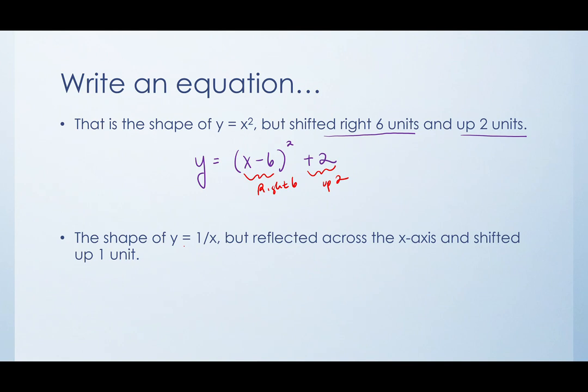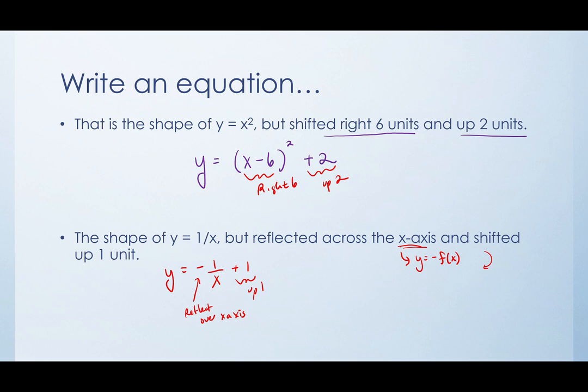All right, so the shape of y equals 1 over x, but reflected across the x-axis and shifted up by 1 unit. So reflecting over the x-axis, remember that's this kind of shift, right, to make the y outputs negative. So we've got negative f of x, where our negative needs to go there. So we're going to have y equals negative 1 over x. But then we also need to shift it up 1, right? So we're going to have a plus 1. So this is our up 1, and this is our reflect over the x-axis.